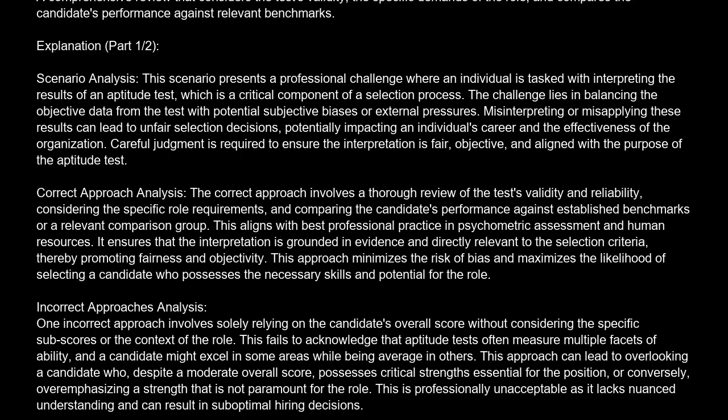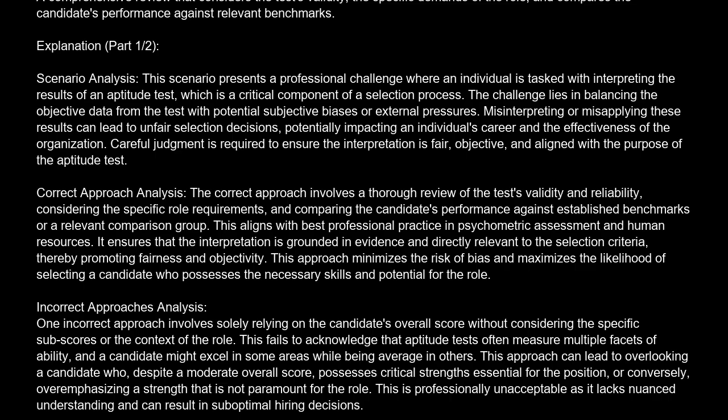The correct answer is D, a comprehensive review that considers the test's validity, the specific demands of the role, and compares the candidate's performance against relevant benchmarks. Explanation: scenario analysis. This scenario presents a professional challenge where an individual is tasked with interpreting the results of an aptitude test, which is a critical component of a selection process. The challenge lies in balancing the objective data from the test with potential subjective biases or external pressures.